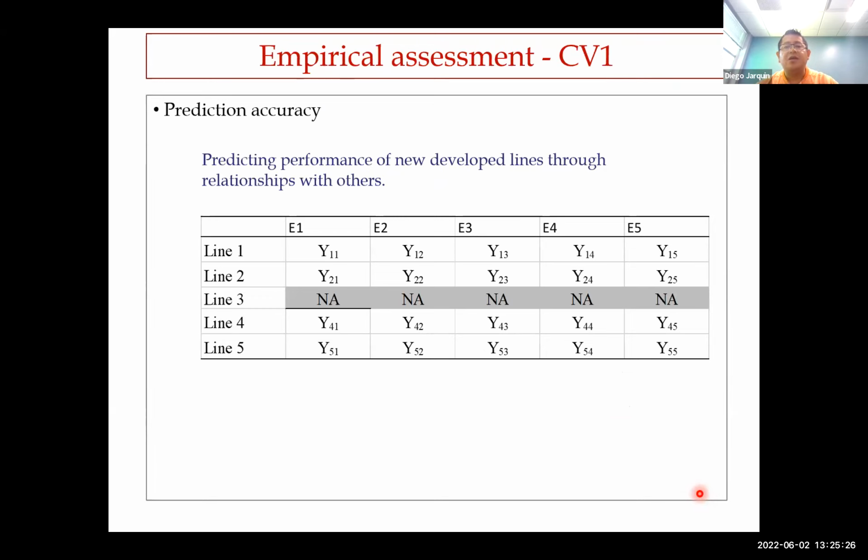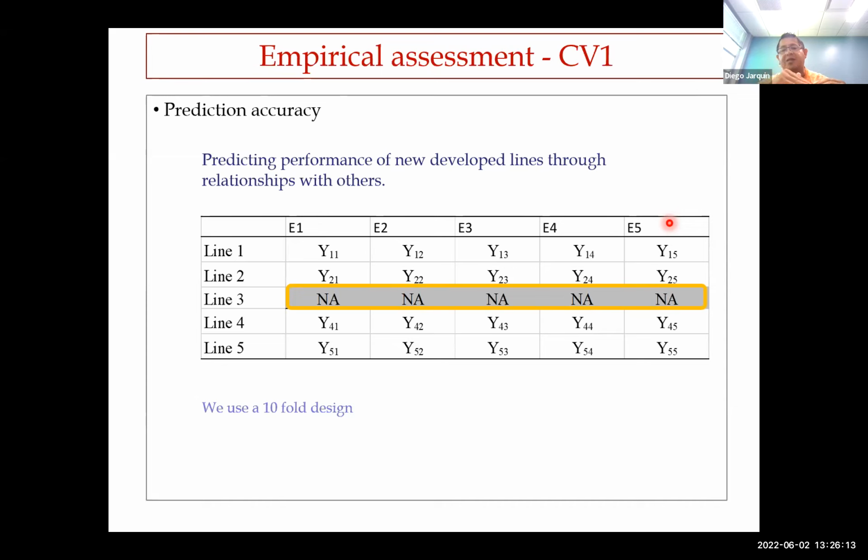Also, we consider different prediction scenarios, because we wanted to evaluate how well the models will perform. We have one prediction scenario we call CV1. It refers to prediction of new lines that were not tested in any of the environments. In this toy example, we have 5 environments, 1, 2, 3, 4, 5, and 5 lines. The target is to predict line 3 across all of the environments, having information from the other lines in other environments. Here we use a tenfold cross-validation design, and I think in the morning Dr. Lipka already explained those concepts.